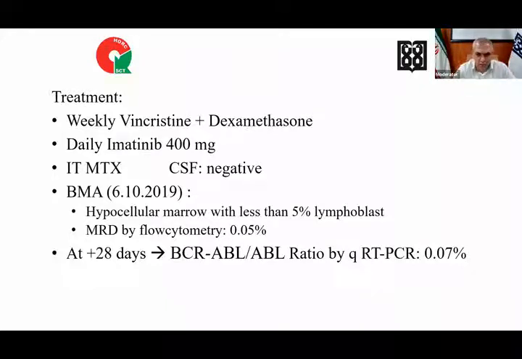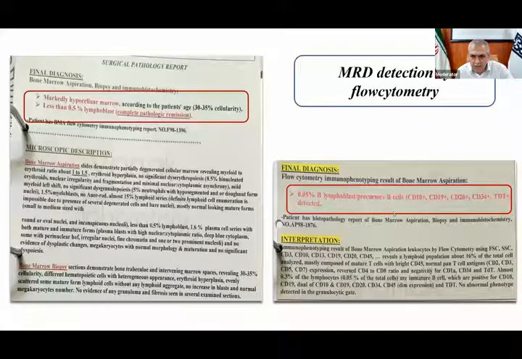After 28 days of chemotherapy, bone marrow aspiration and biopsy revealed that he is in complete remission, and the BCR-ABL ratio by qRT-PCR was 0.07%, and flow cytometry revealed that MRD was 0.05%. This is MRD by flow cytometry.